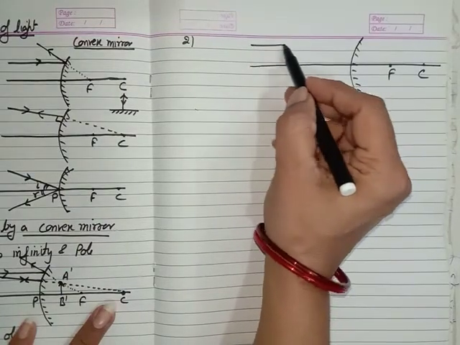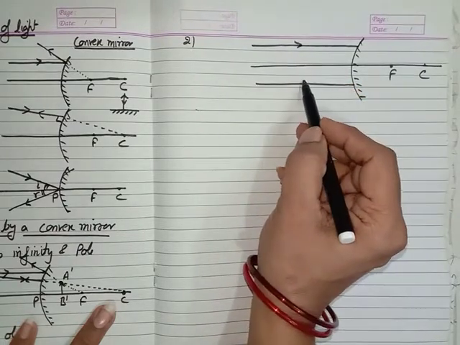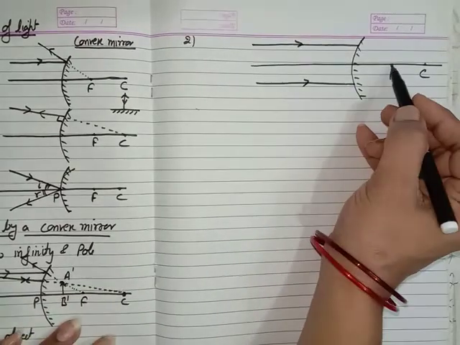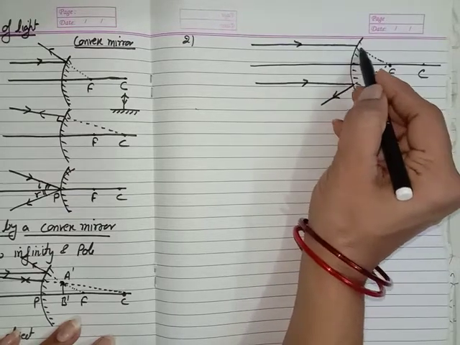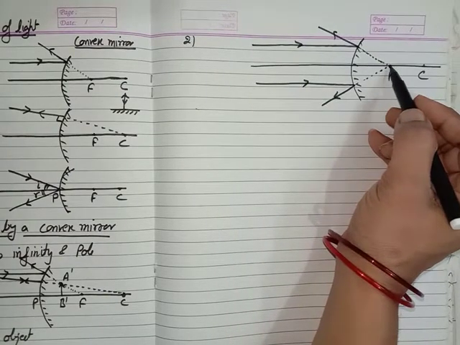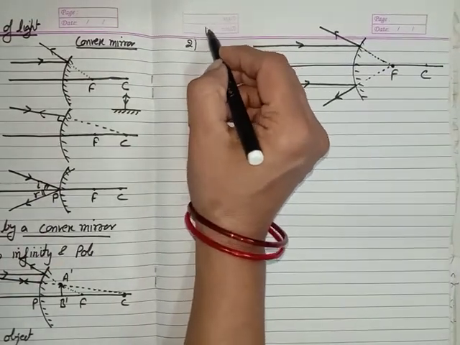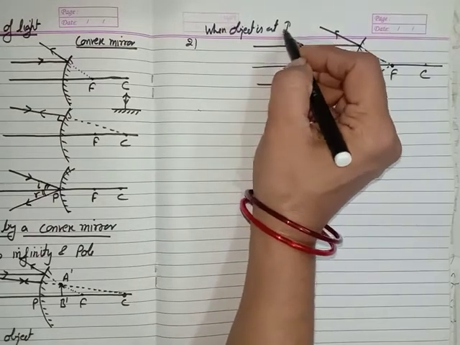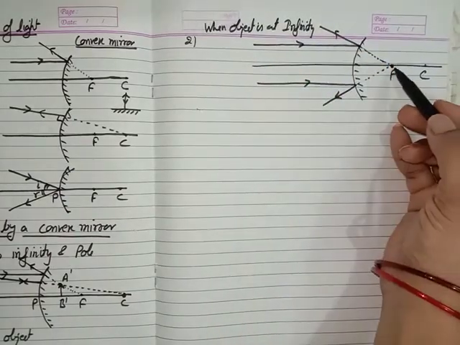Now this is the light ray which is coming from infinity. We know that it appears to be reflected from the principal focus. So we can make the image like this, or like this. It means the image is formed at this point, at the focus. So when an object is at infinity, the image is formed at the principal focus.